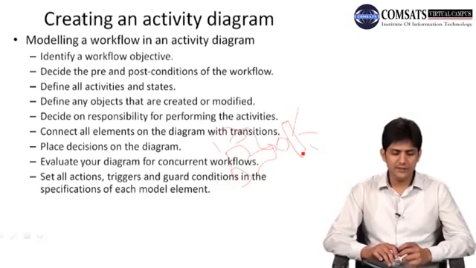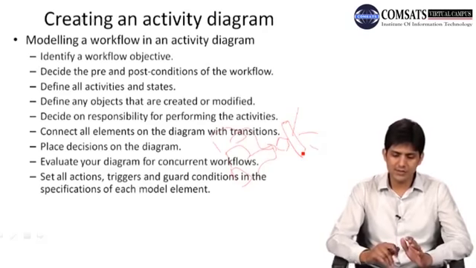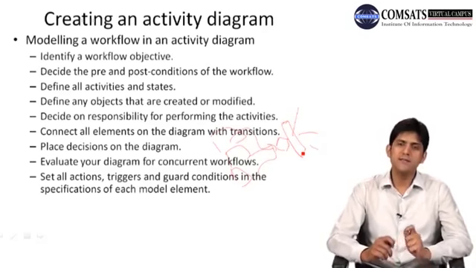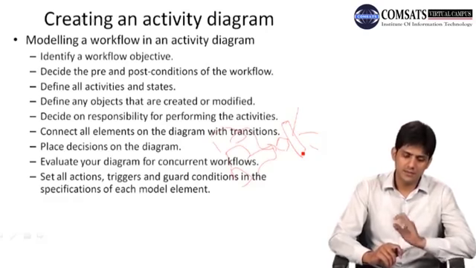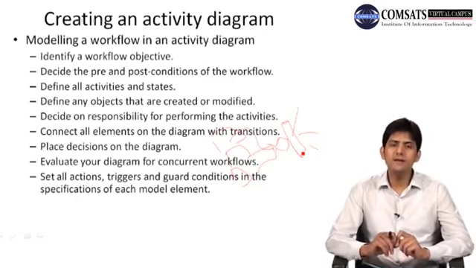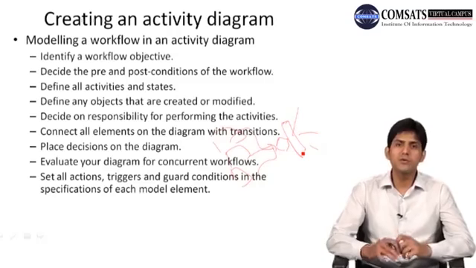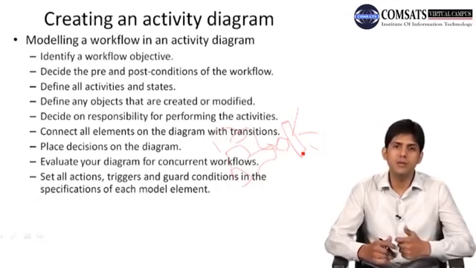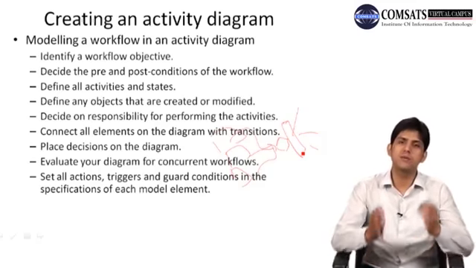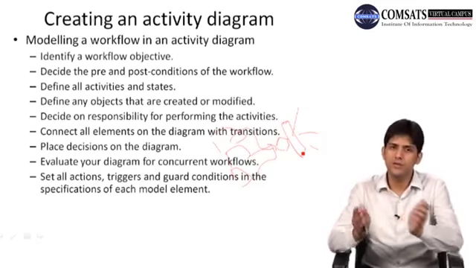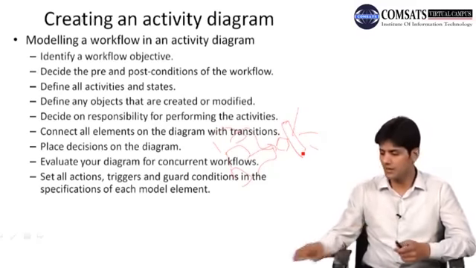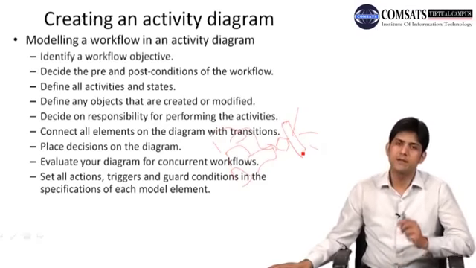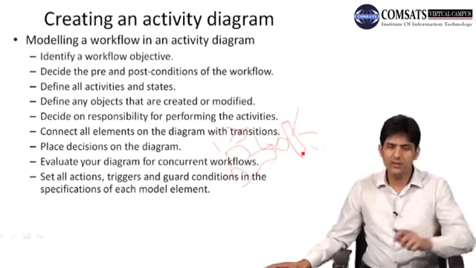The final thing is that we need to set all actions, triggers, and guard conditions in the specification of each model element. We need to be very clear about what we mean by a trigger in the case of a diagram. For example, by trigger we mean that we will make a transition from a certain state to the next state. So we need to identify those things whenever we make an activity diagram related to a certain objective that we have identified in the first step.